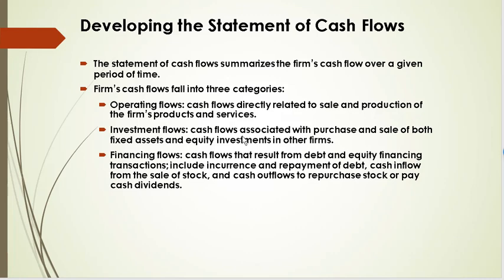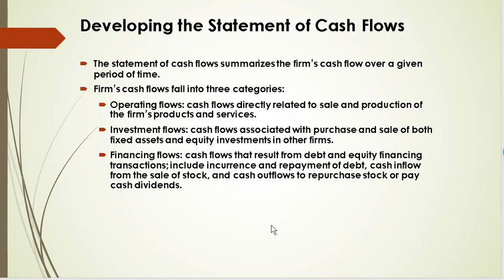So if you want to develop a statement of cash flows, then we need to understand the 3 series of cash flows that are involved in this calculation. So the firm's cash flows fall into 3 categories. Operating cash flows come directly from the sale and production of the firm's products and services. Investment cash flows are associated with buying and selling assets and potentially investments of the company. Now, financing cash flows, that's what results from debt and equity financing transactions.